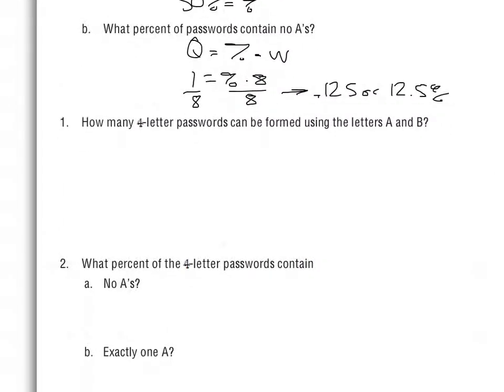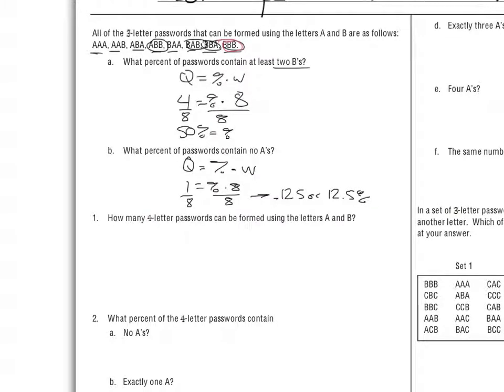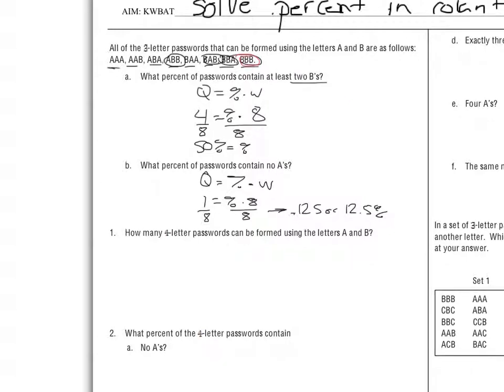And it asks how many 4-letter passwords can be formed using the letters A and B. So here we have to start thinking about writing out all of the different passwords that can be made using the 4 letters A and B. So actually, we got to be really organized about this. For me, I think about I can take every one of these passwords and I can either add an A to it or a B to it at the end. And that's pretty much going to be everything.